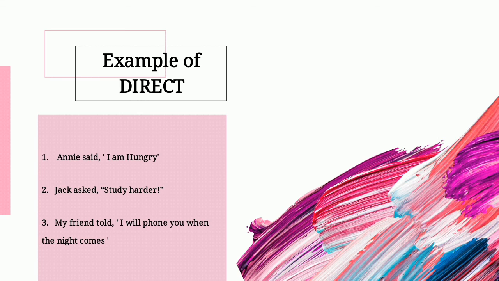Next, examples of direct speech. First, Annie said, "I'm hungry." Second, Jake asked, "Study harder." And last, my friend told, "I will phone you when the night comes."